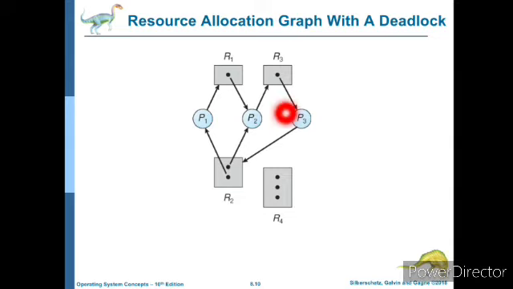Here in this case, each process is requesting the resource type Rj, which is held by another process Pj. So there is no possibility of any process releasing its resources, so there is a possibility of deadlock. Okay, so there is a cycle, and all the processes in the system are deadlocked. We'll consider one more example.